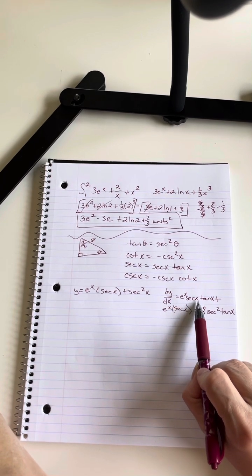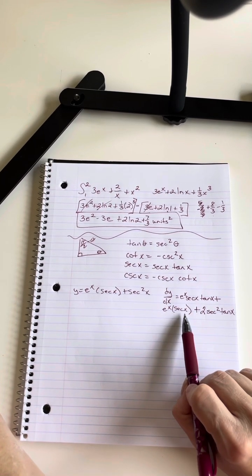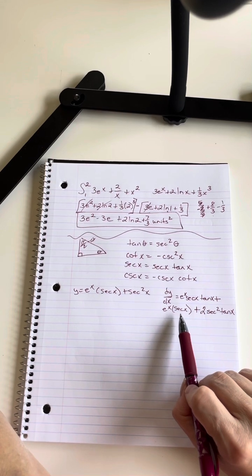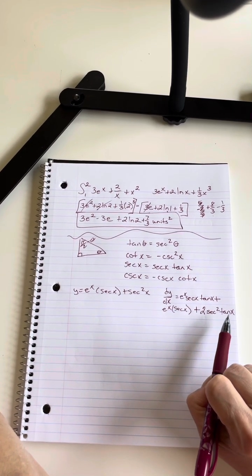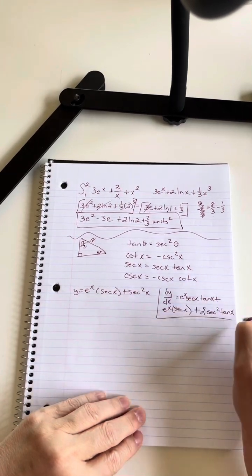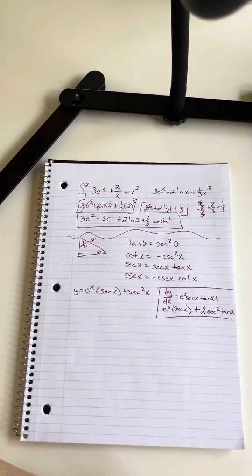e to the x was secant x tangent x plus, yep, the e to the x should be in front, secant x. They didn't put it that way, plus the 2 secant, yes, okay. Even though I crammed it in there, that is the answer.